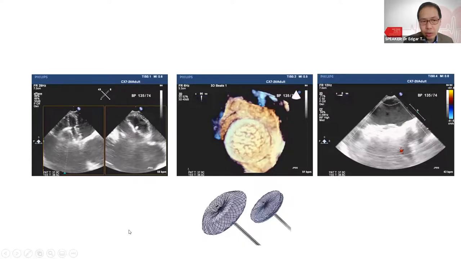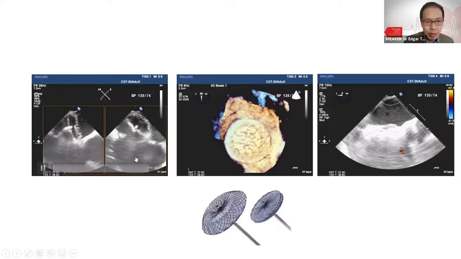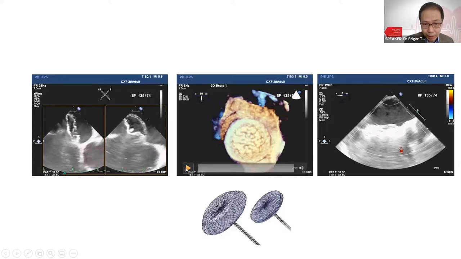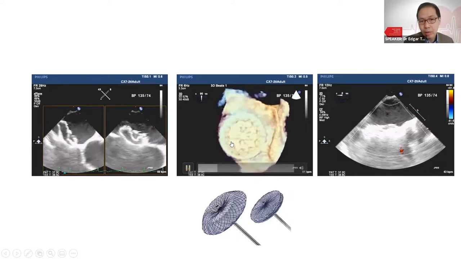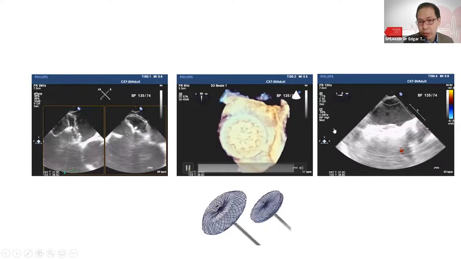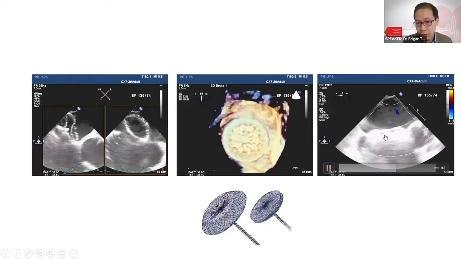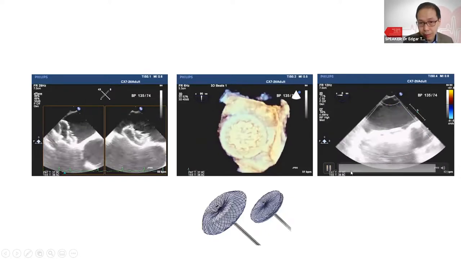So here's a picture of what it looks like. Once we open the disc, it's a very large disc that opens on the left atrium and is then pulled towards the septum. And then you can see the other disc will open. So what it looks like in three-dimensional echo is you can see this round disc now filling up where the hole originally was. And if you put in color Doppler, you will see that there's no more flow and there will be no more murmur that you can hear.